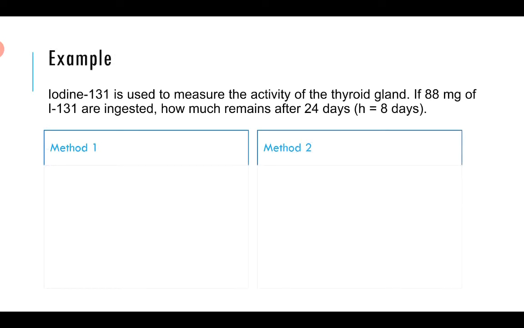Here's a practice problem for us to work on regarding half-lives. It says iodine 131 is used to measure activity in the thyroid gland. If 88 milligrams of iodine 131 are ingested, so that's my initial amount, how much remains after 24 days? And so that's my total time. And then it tells me my half-life.